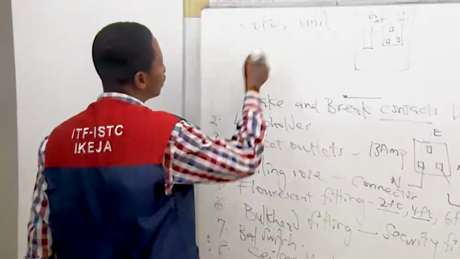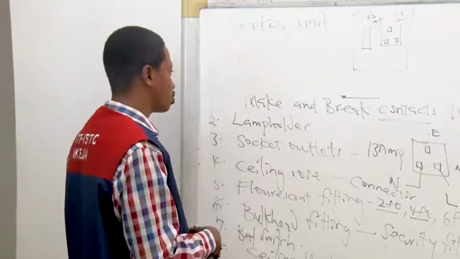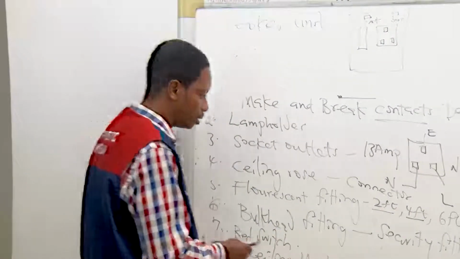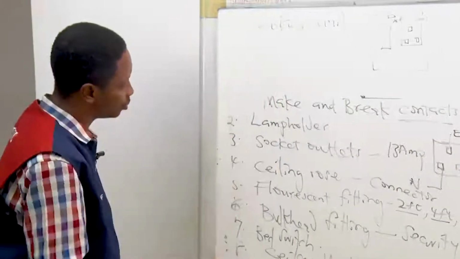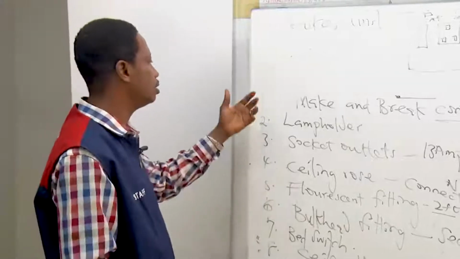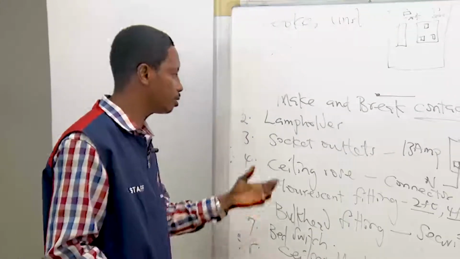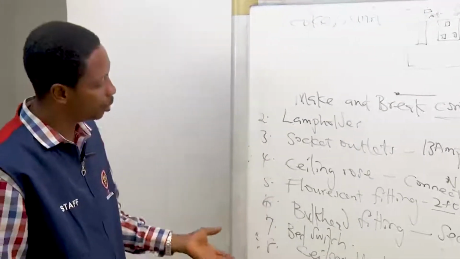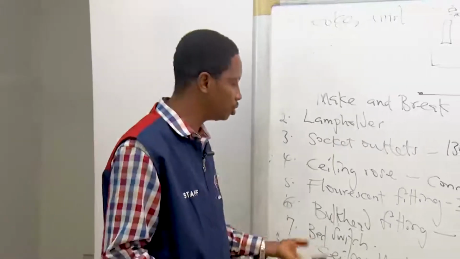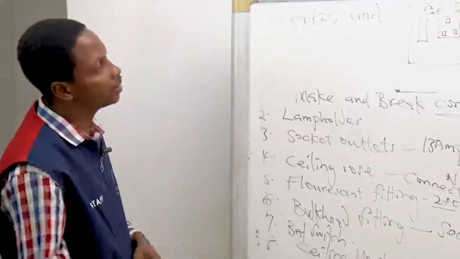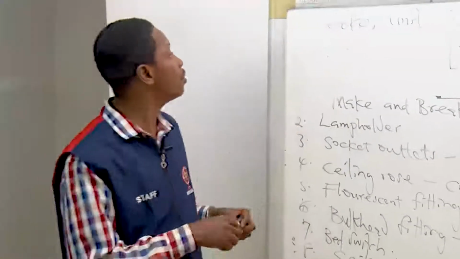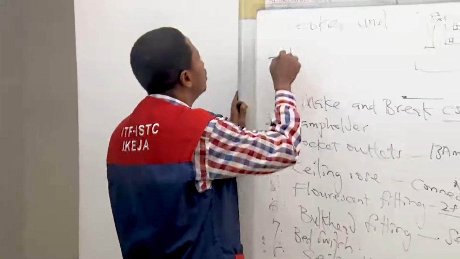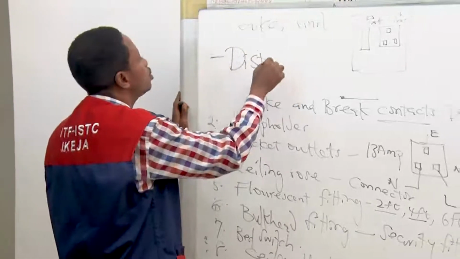We have the water heater switch as an accessory, but I'm not going to write that. And above all these accessories, you can see lamp holder, switch, socket, ceiling rose, bucket fittings, bed switch, ceiling mount fittings, chandelier, POP lights, anyone that you mentioned. Above all is the distribution board.